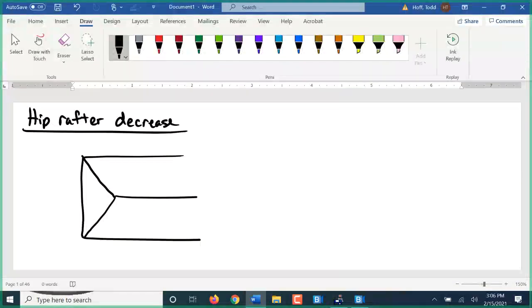So let's say we've got a case here where this is a 6/12 slope on the main roof. We're going to give this a 38-foot span. And my setback here is going to be 9.5 feet for my setback.